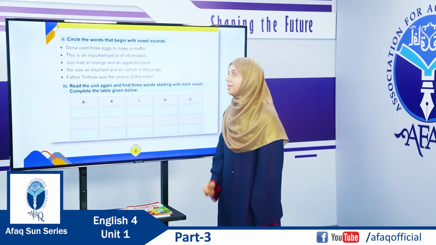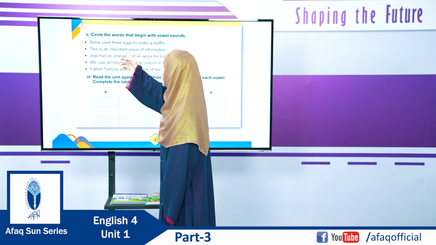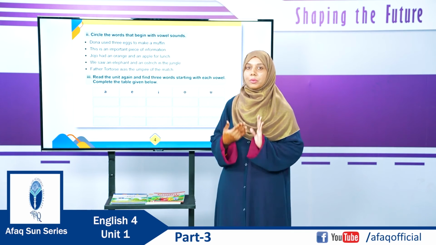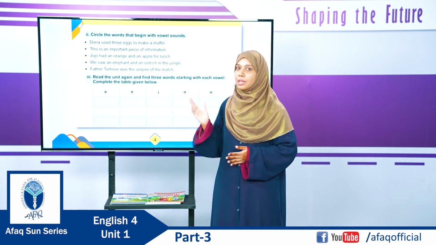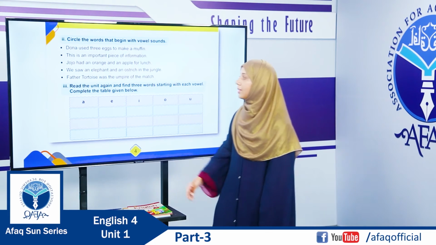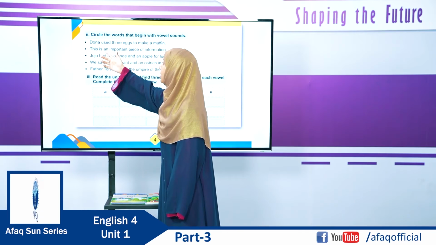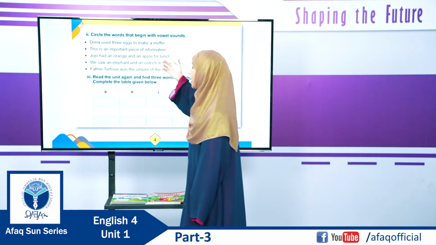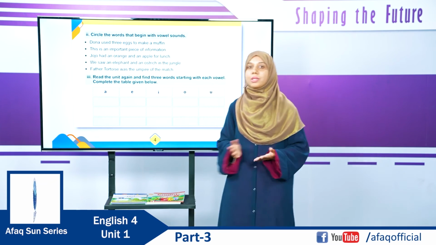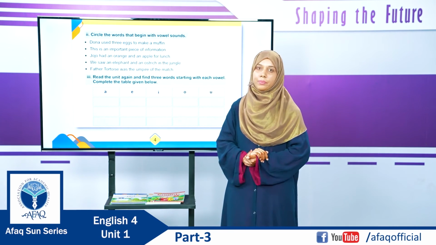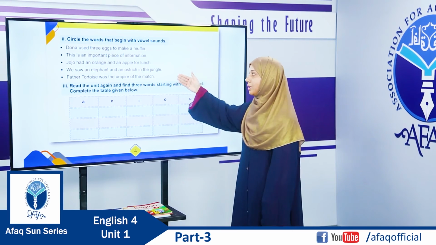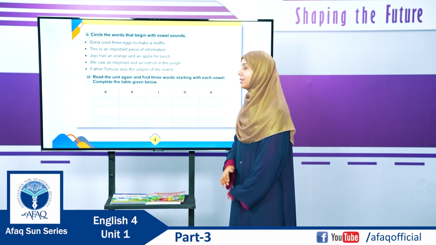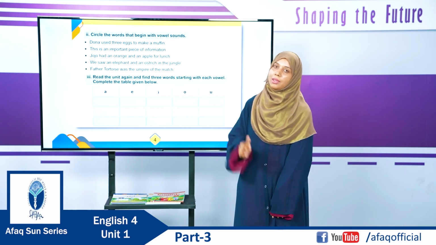Let's see the second sentence now. This is an important piece of information. Let's see if you can find the words that start with vowel sounds in this sentence. Yes, in this sentence: is, an, important, of and information. All these words start with vowel sounds and you can circle all of them. Now I want you to complete this activity by circling the words that begin with vowel sounds in the last 3 sentences. Please complete this activity and then come back.